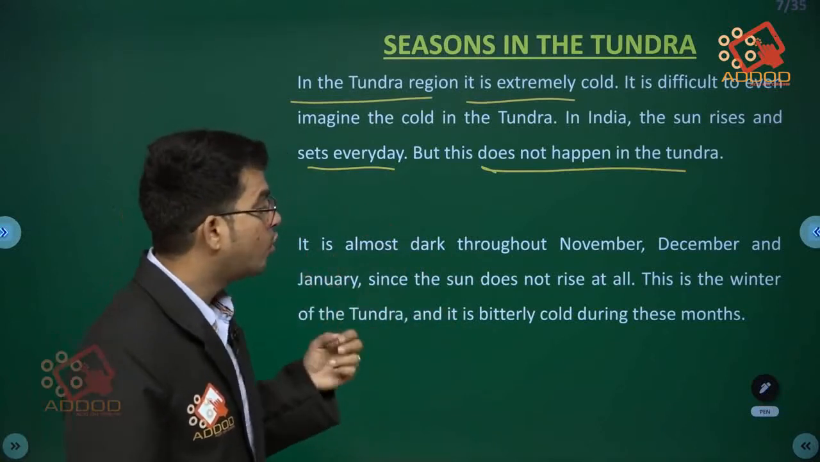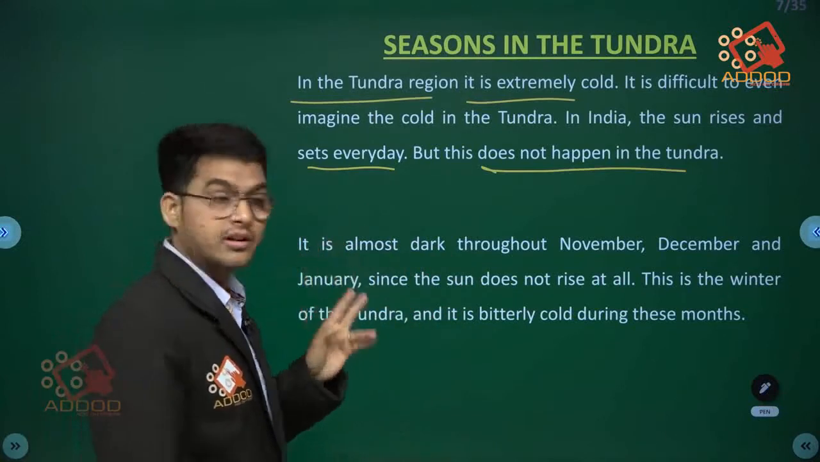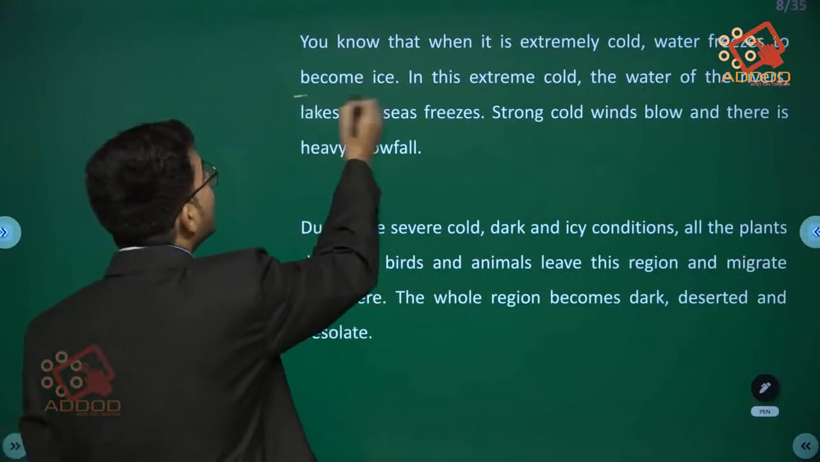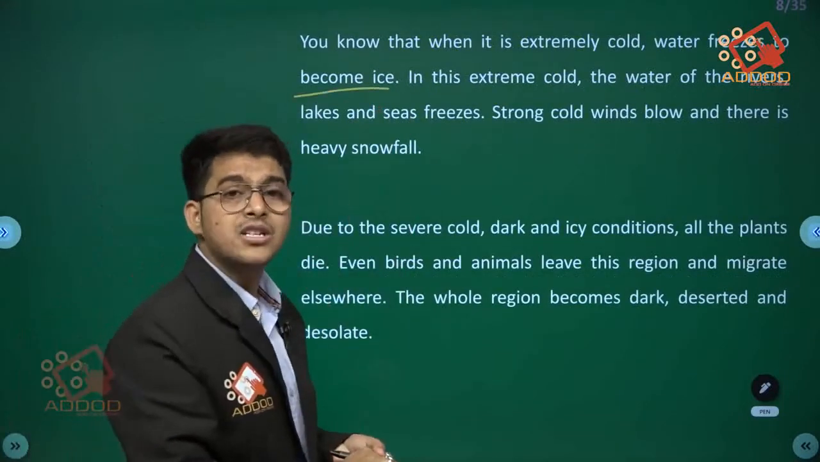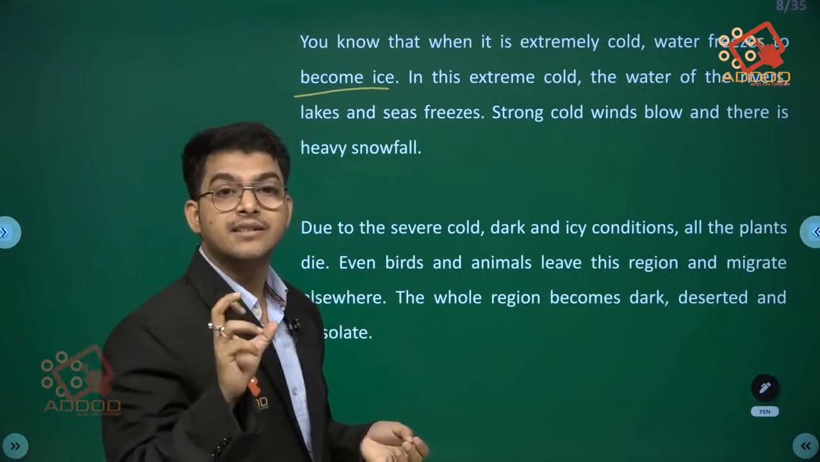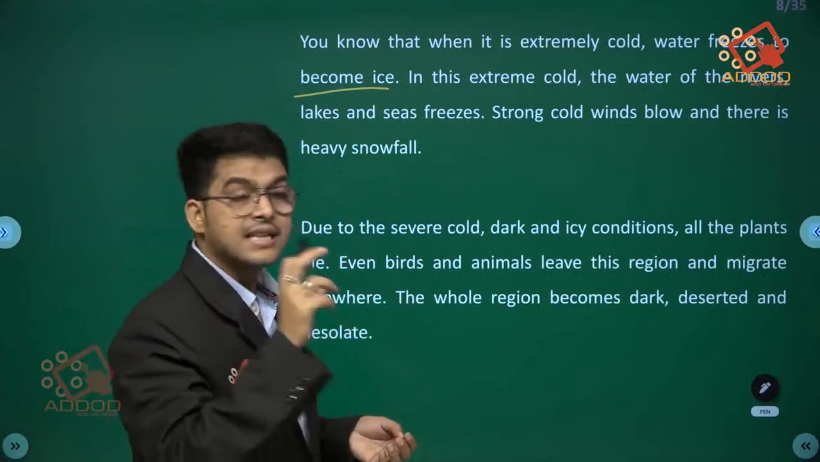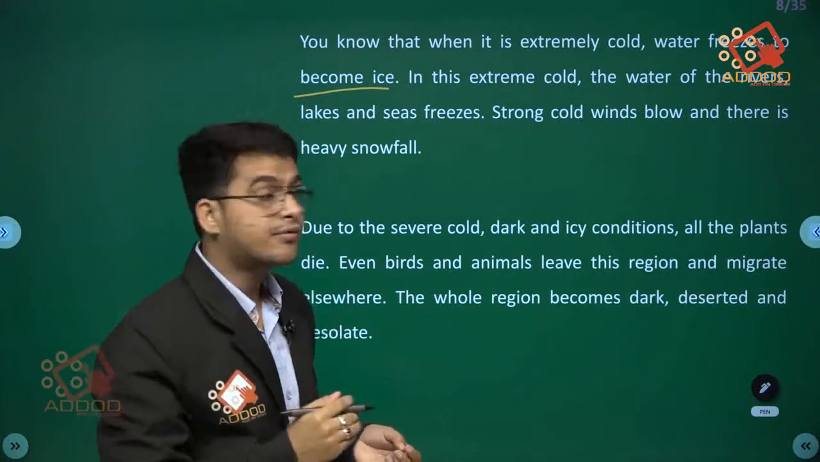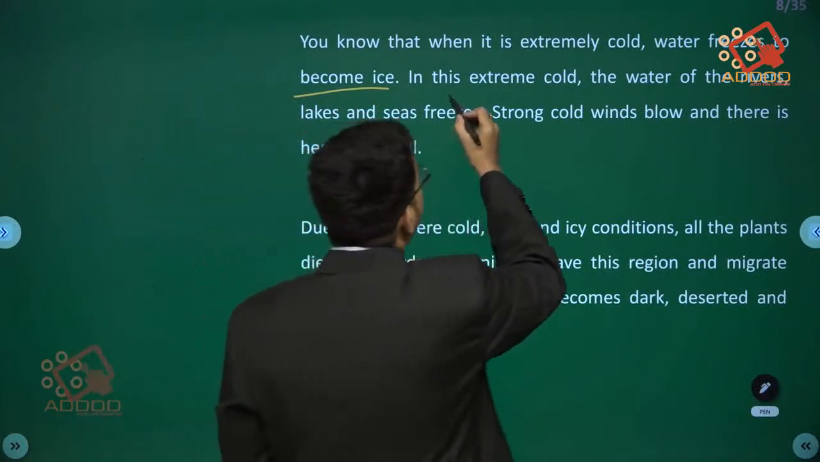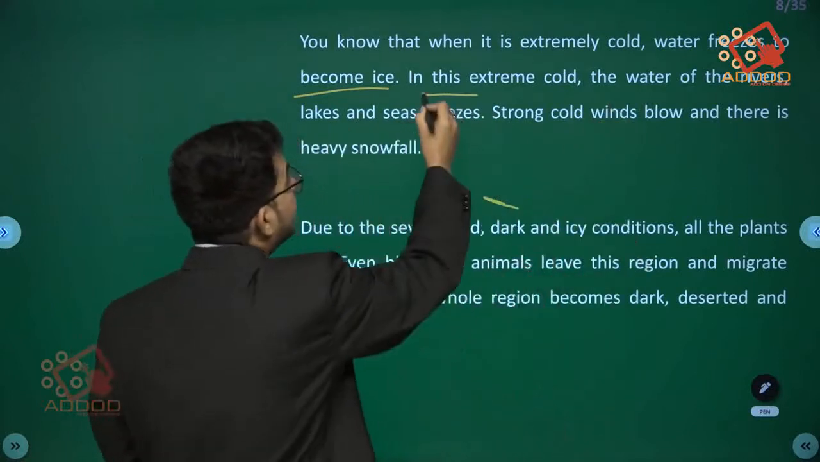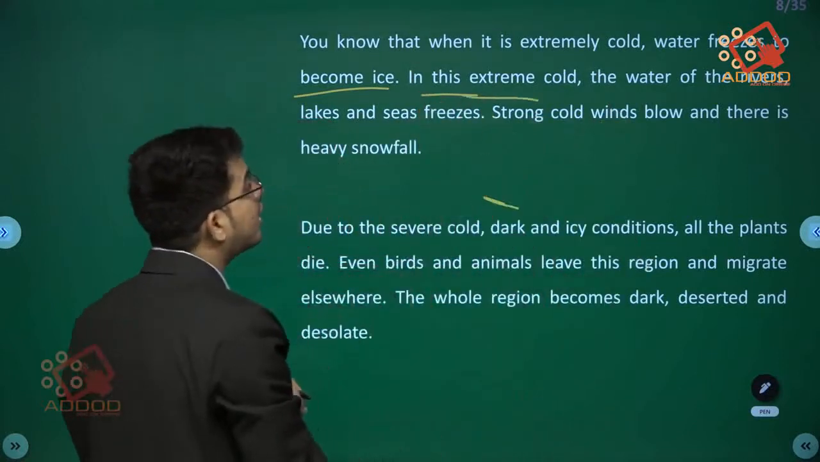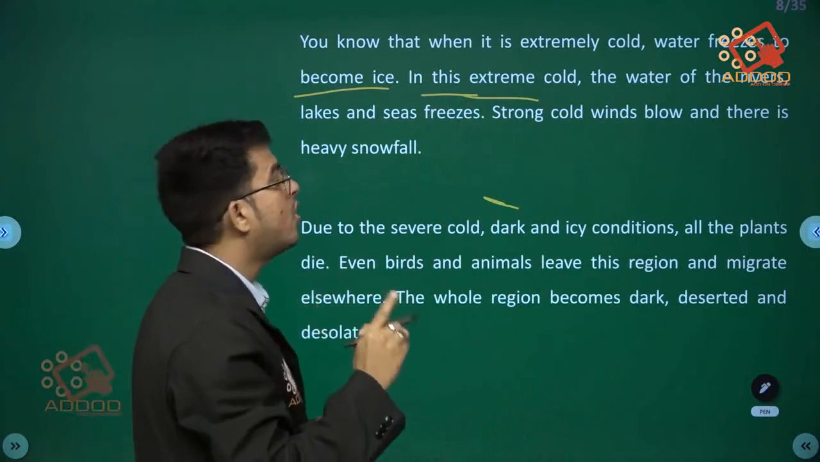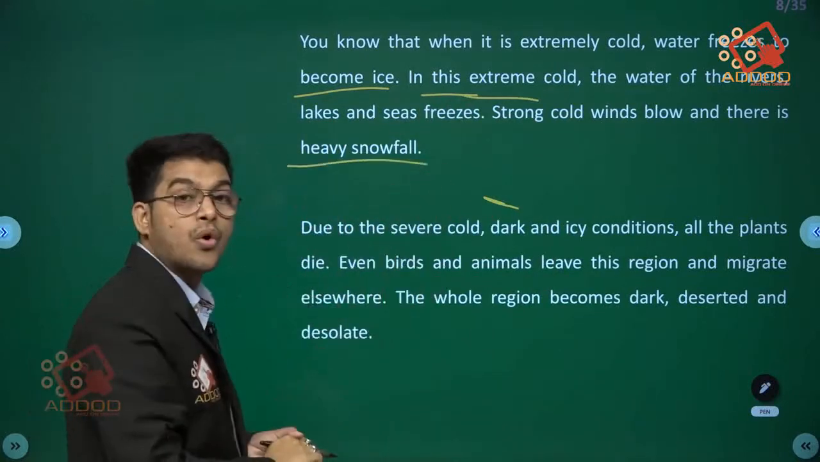And it is bitterly cold during these months. You know that when it is extremely cold, water freezes to become ice. At 0 degrees Celsius, liquid water turns into ice. In this extreme cold, the water of the rivers, lakes and seas freezes. Strong cold winds blow and there is heavy snowfall.